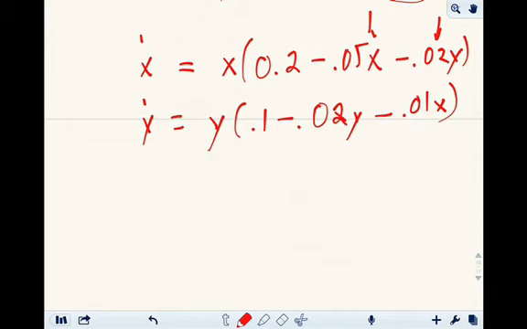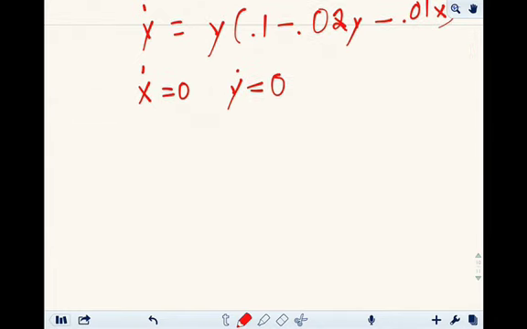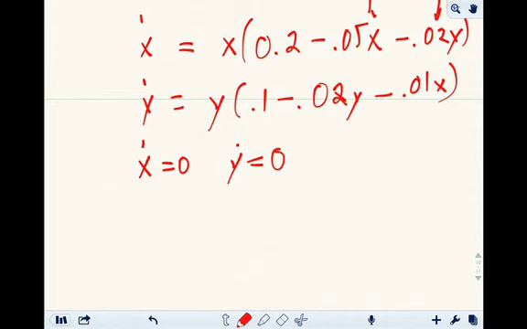So where are the equilibrium points of the system? Well, we can solve for that. Again, equilibrium occurs when X dot equals 0 and Y dot equals 0. So we have to find combinations of X and Y that satisfy both of those equilibrium conditions for both species. The obvious one is X, Y equals 0, 0. This is the trivial point where you don't have any of either species.